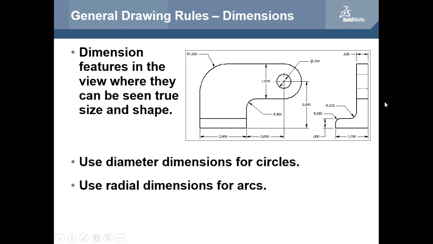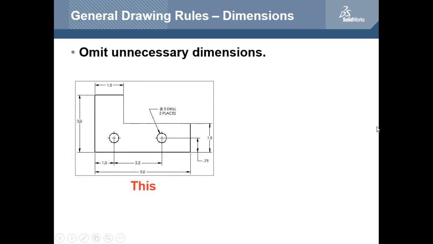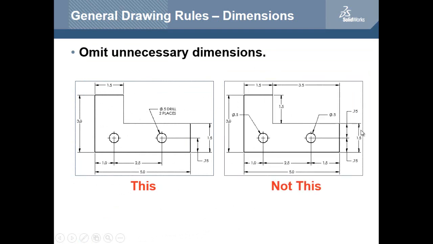Use diameter dimensions for circles. Use radial dimensions for arcs. Right? So here's our radial dimensions, and here's our diameter dimensions. Omit unnecessary dimensions. All right, just give some specifics. Don't use all the dimensions, because then it just becomes confusing for someone to read, unless you need to use the specifics. So have all the specifics that you need to convey, but don't have unnecessary specifics.